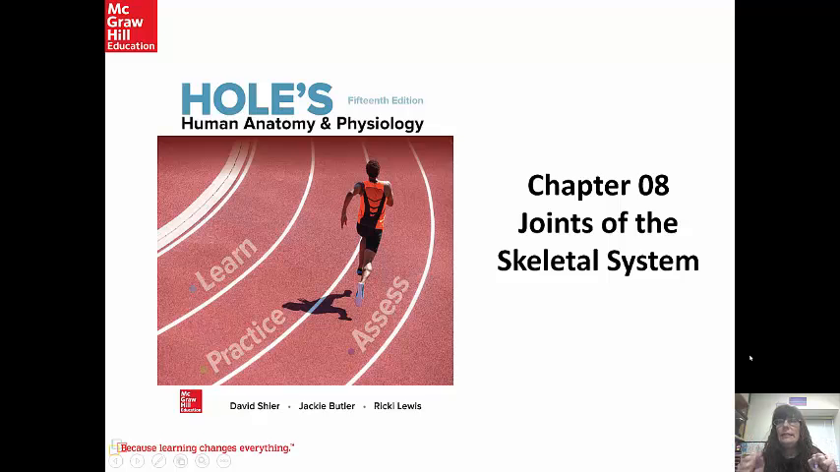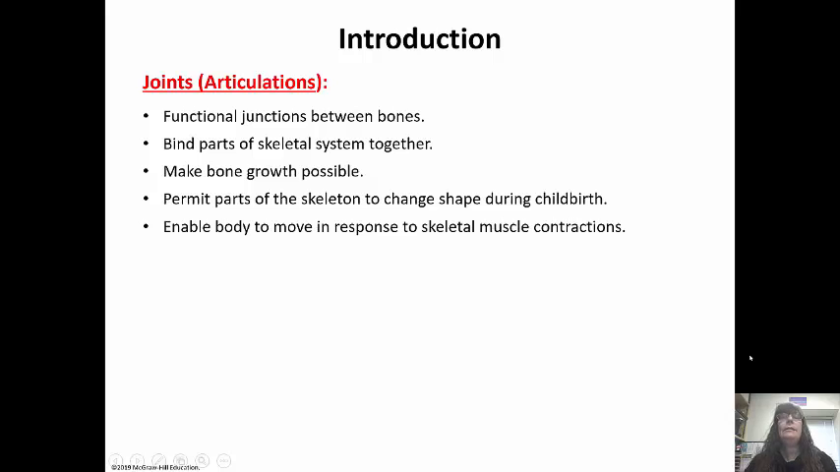Hi guys, so today we are going to talk about chapter 8, which is the joints of the skeletal system. So I'm focusing more on what you need to know for the final exam as far as the things in red, as opposed to exam 3, since it is so close anyway.